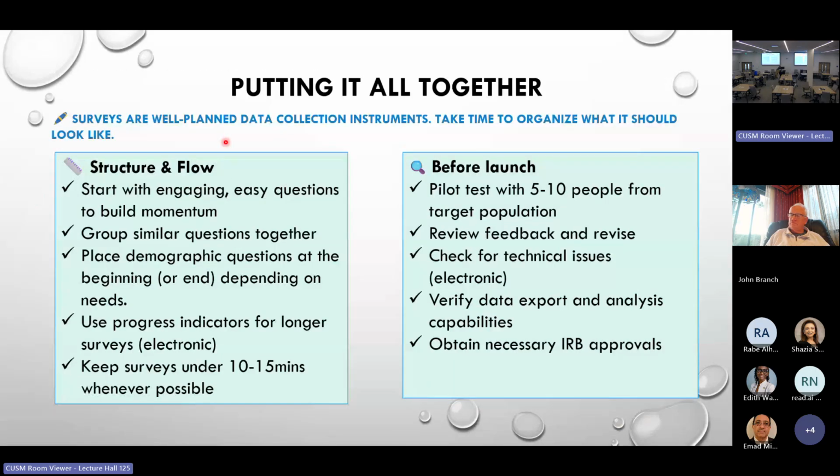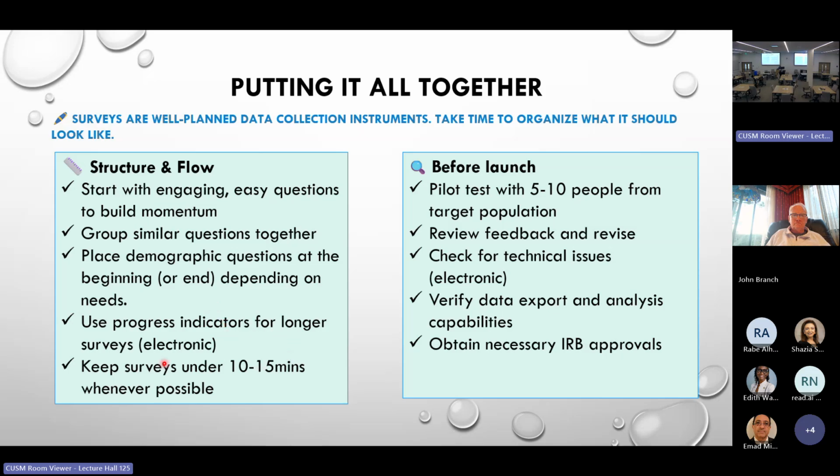Putting it all together as a summary, structure, and flow. I've mentioned these already. They refer back to those 5 items. Start writing engaging and easy questions to build momentum. Make sure that they're specific and focused. And again, place the demographic questions at the beginning or end with justification, depending on your needs.